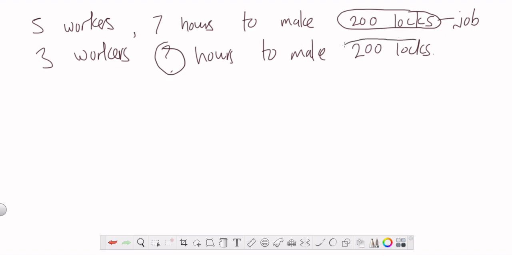And notice one thing, it's the same job. It's exactly the same job. And why? Because you've got the same amounts, 200 locks, 200 locks. So it's the same job, it's not a different job. If it was a different number, that would make it a lot more complicated.